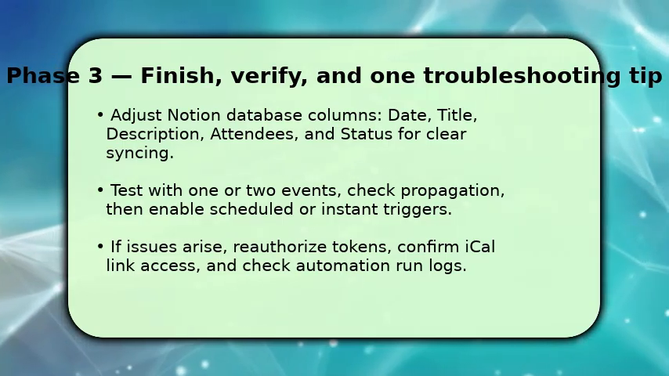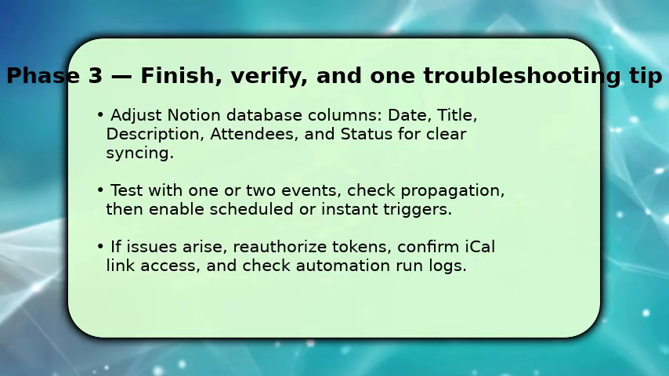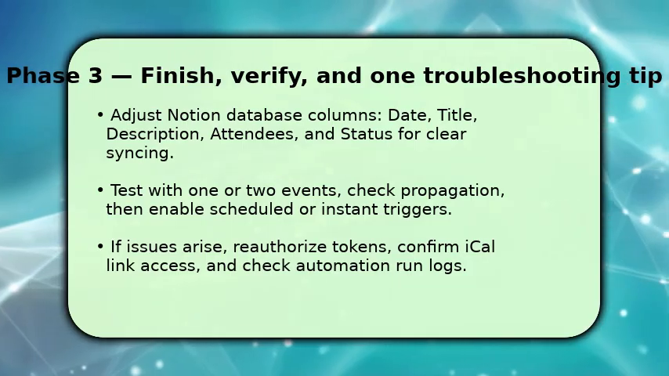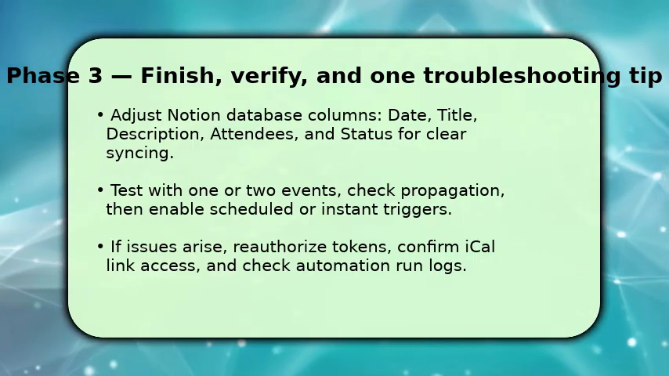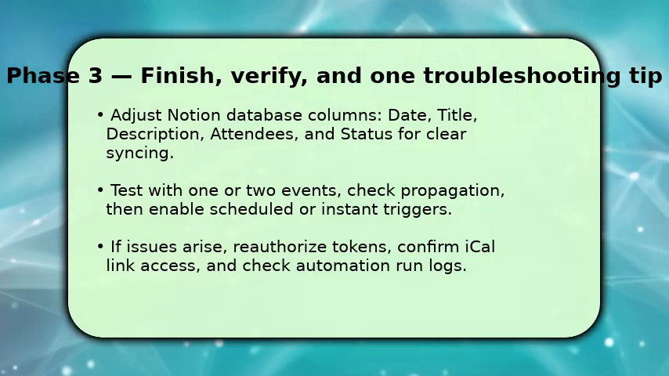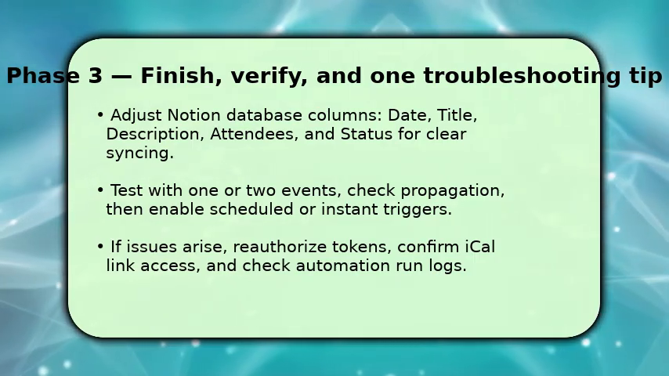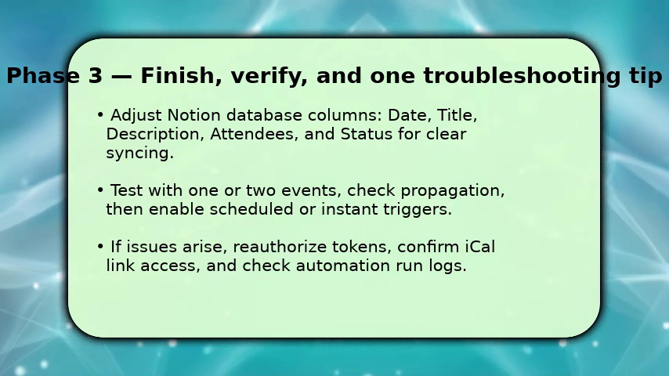If something breaks, the first troubleshooting move is to reauthorize both Google and Notion connections, ensure the iCal link hasn't changed, and review the automation execution logs for permission or mapping errors, which usually reveals the root cause quickly.